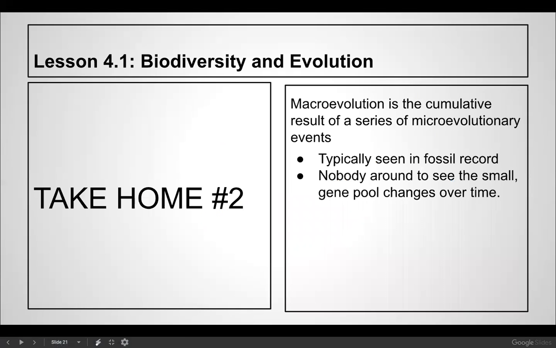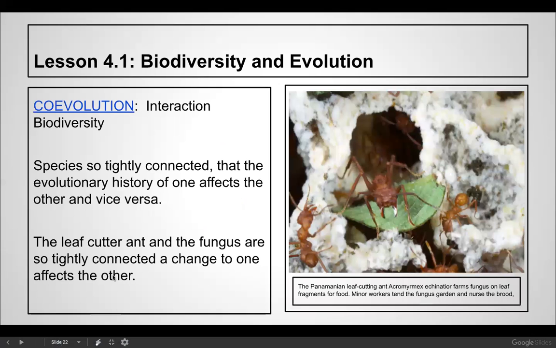So what do we need you to know? Macroevolution is a cumulative result of a series of microevolutionary events, typically seen in fossil record. Nobody around to see the small gene pool changes over time. Coevolution, interaction, biodiversity. Species so tightly connected that the evolutionary history of one affects the other and vice versa.